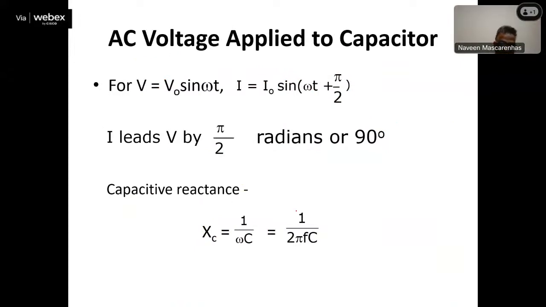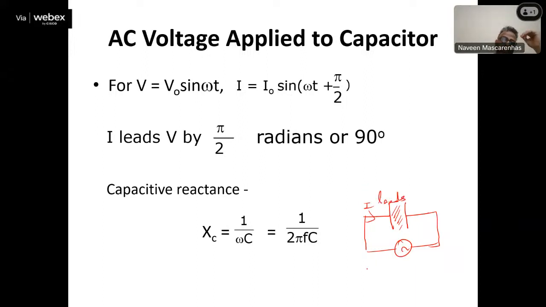So now, AC voltage applied to a capacitor. It's again a pure capacitor in which the plates are assumed to be superconducting, and that means the resistance is 0, and the insulator is a perfect insulator, and AC voltage is applied across it. Remember, the current through the capacitor now leads, current leads in this case.